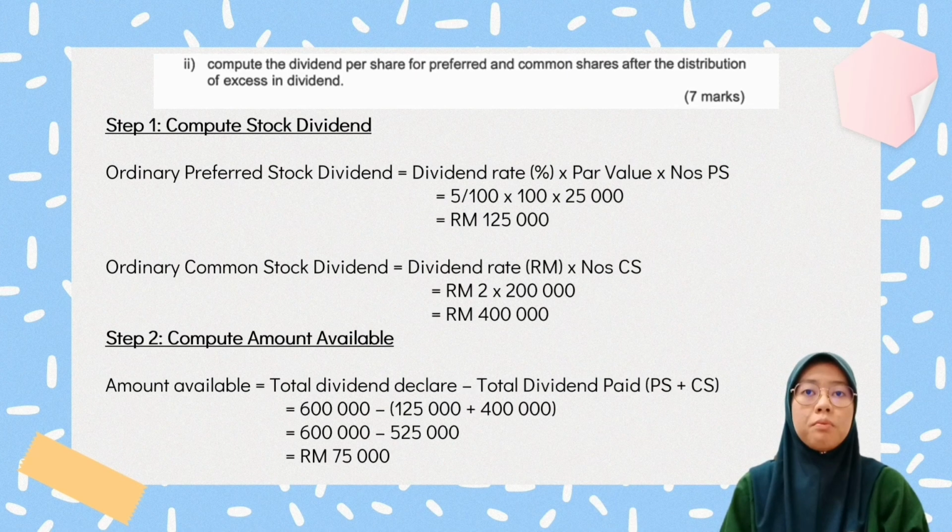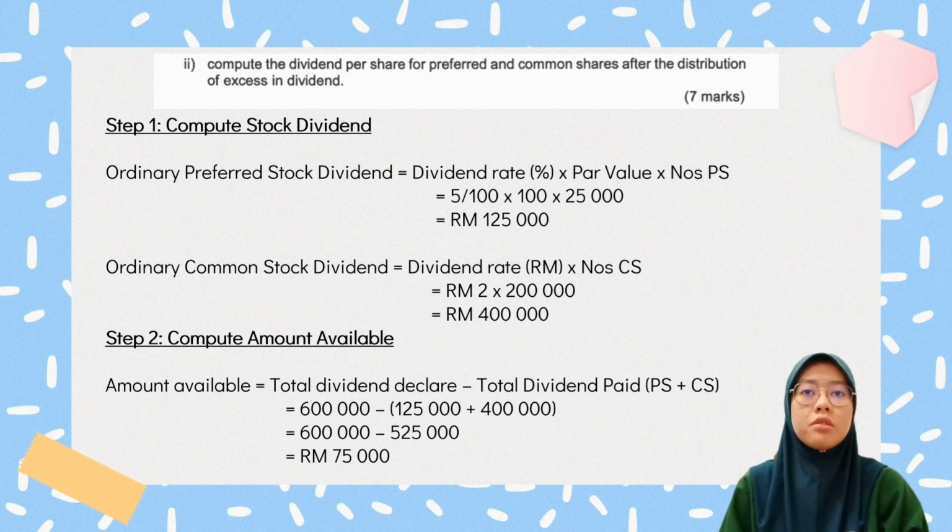Step 1. Compute the stock dividend. For ordinary preferred stock dividend, the formula is dividend rate multiplied by par value multiplied by number of stocks for preferred shares. So, we put the numbers into the formula. 5% or 5 over 100 multiplied by 100 multiplied by 25,000 is equal to 125,000 ringgit.